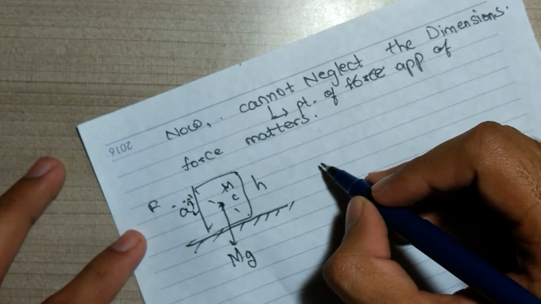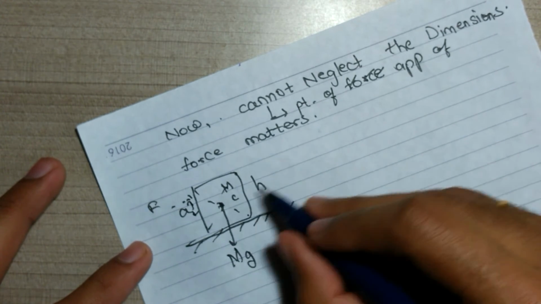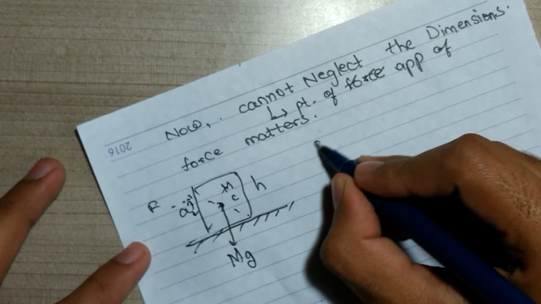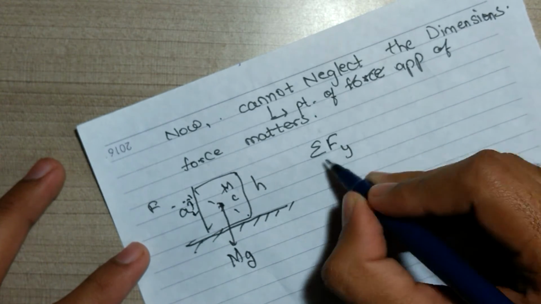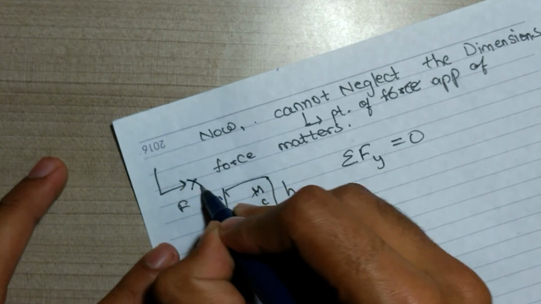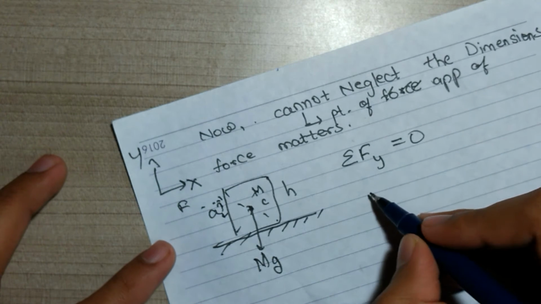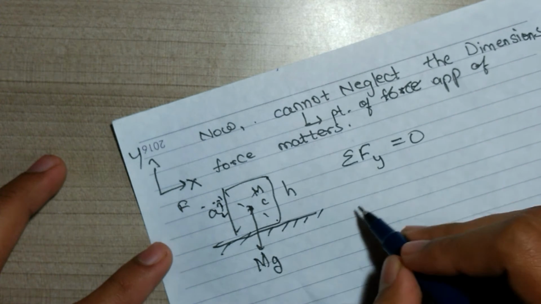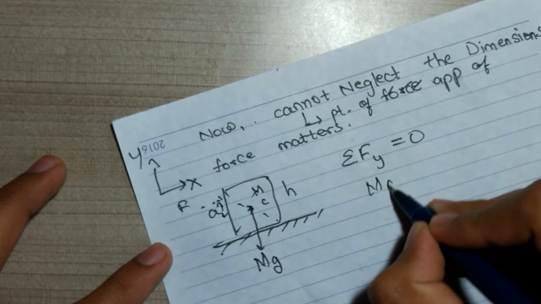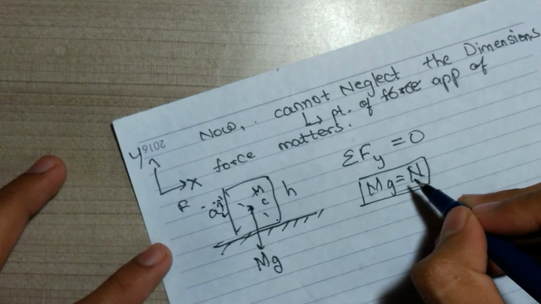Now suppose the block has only horizontal motion. We know by Newton's laws of motion, summation Fy needs to be 0, where this is x direction, this is y direction. Therefore, there has to be a force which is nothing but the normal force acting. So we will get mg is equal to N. There is a reason why I am not pointing out normal over here.